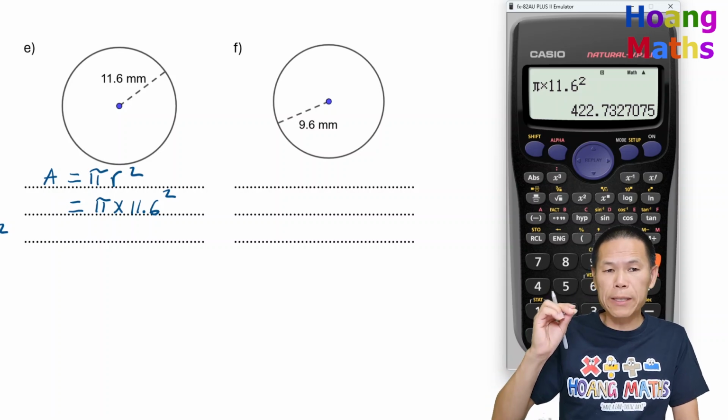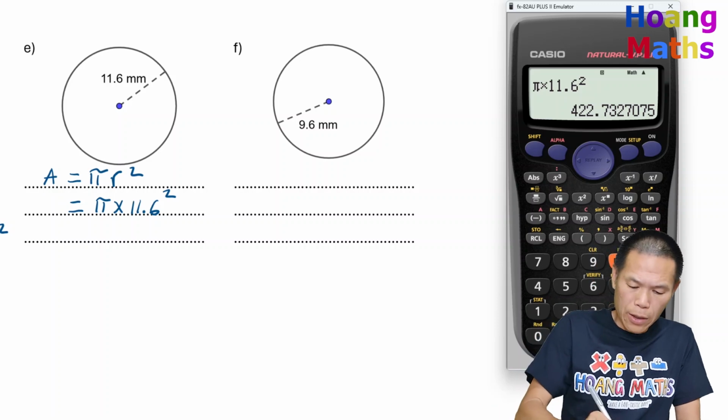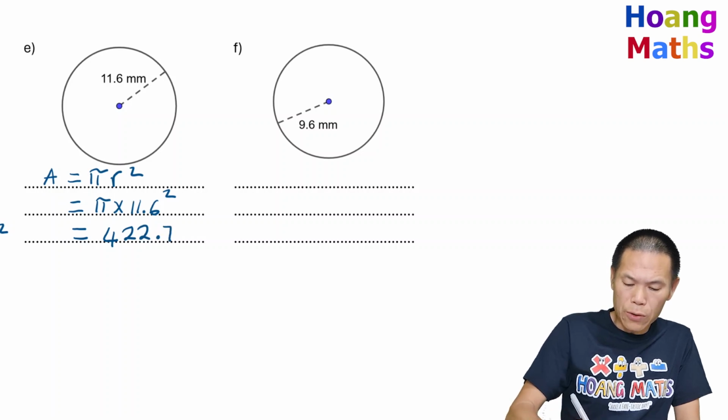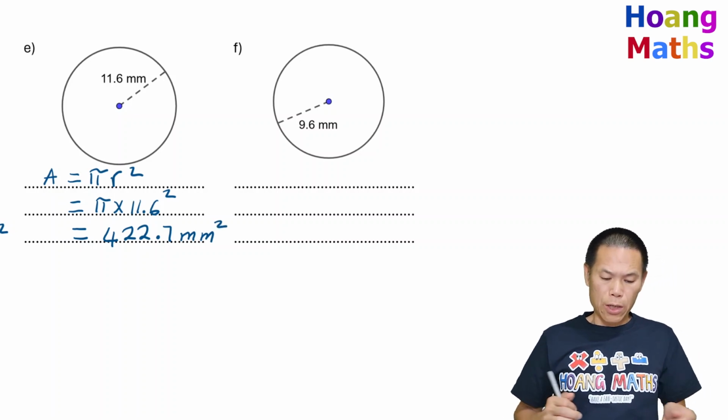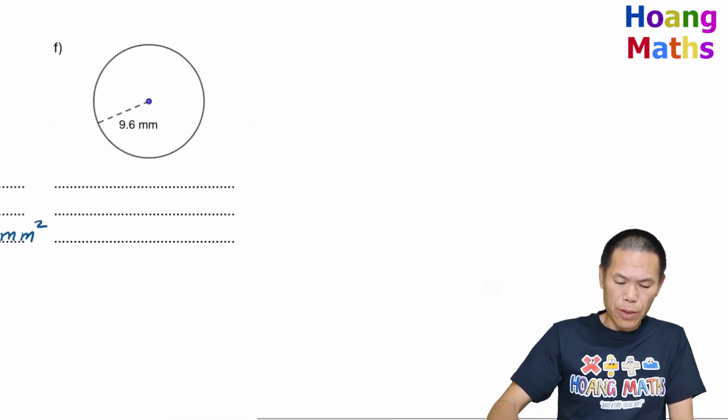Correct to one decimal place, 422.7, because after 7 is 3, less than 5. So we just write as it is. So that is equal to 422.7, and the unit is square millimeters. So there you go.